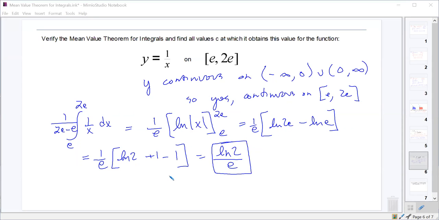All right, and then we want all values at which our function obtains this value. We'll make this our y value: y equals 1 over x equals natural log of 2 over e. And so at what x value do we obtain natural log of 2 over e? At x equals what?